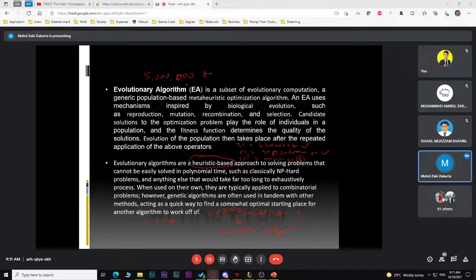So we propose heuristic base. Heuristic base ni we just pick up a subset of 5,000 solutions. How to pick up? We use GA, ACO, PSO, and so on. That's why we say GA is a heuristic technique, or heuristic search technique. Betul kan? Heuristic GA.